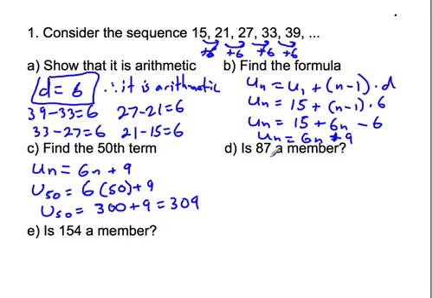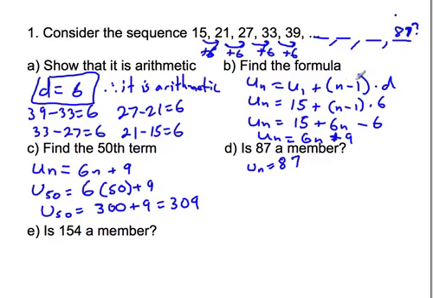Now next question, it says, is 87 a member? Basically, is 87 one of these numbers in the sequence? If you continue the sequence, do you get to the number 87? In this case, this is not n. This is u sub n, the nth term. So maybe there's a certain u sub n that gives you the value of 87. We're going to test that and see if that's possible.